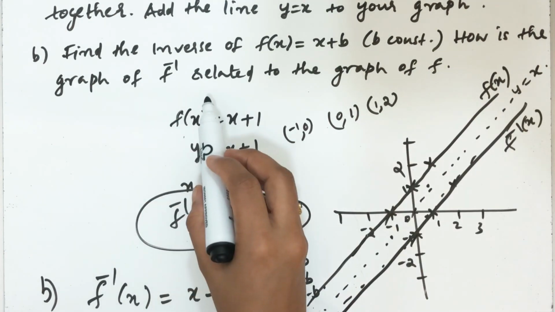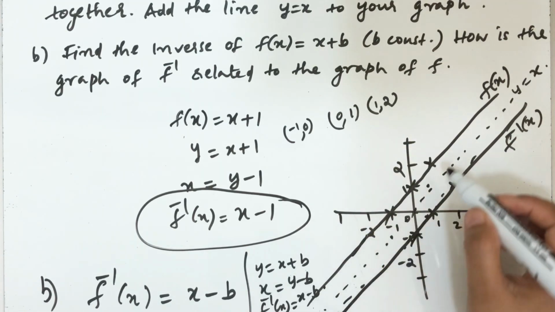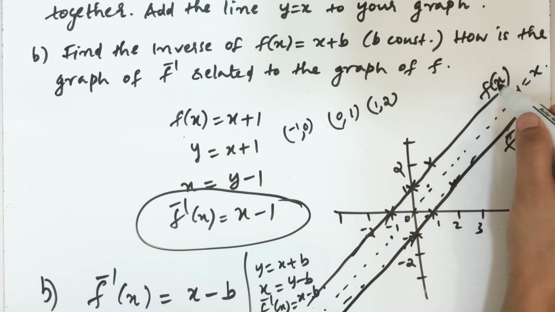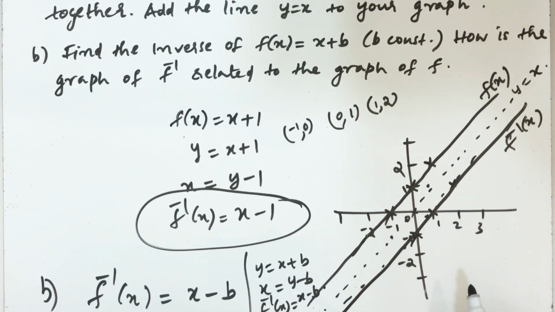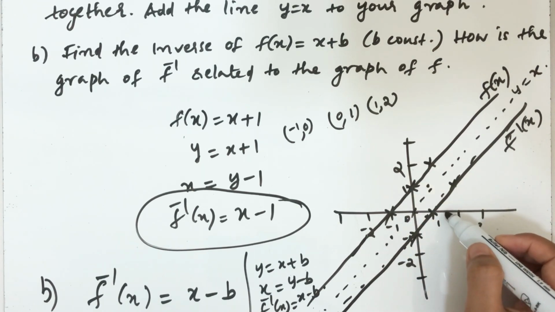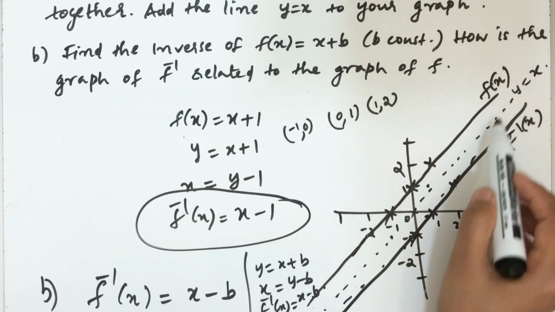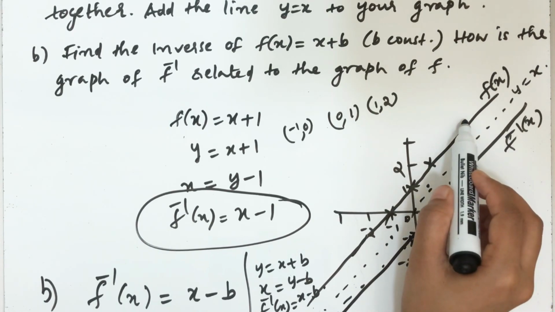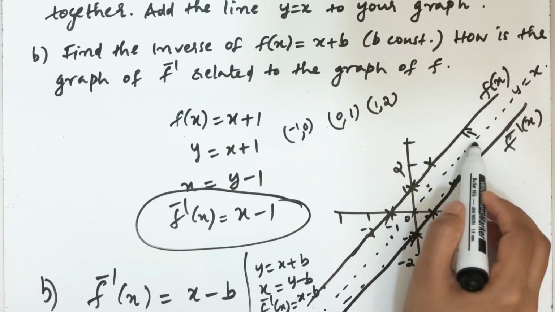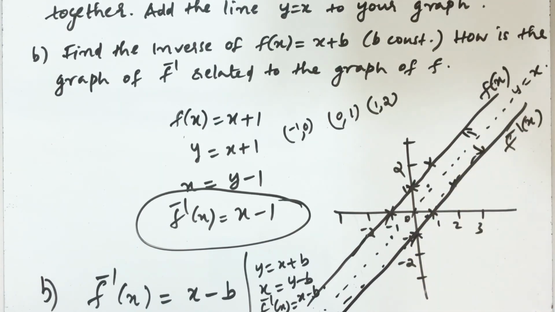How is the graph of f inverse related to the graph of f? Here x plus 1 and x minus 1 will become x plus b and x minus b for any value b. Then we can say the graphs will be parallel to one another and lie on opposite sides of the line y equal to x. Here this is the line y equal to x, this is the graph of f and this is the graph of f inverse. Also, this distance will be the same, equidistant from the line y equal to x.